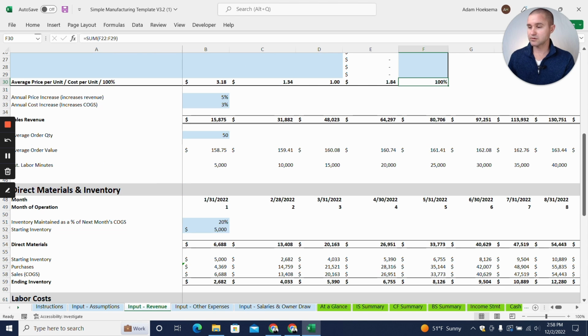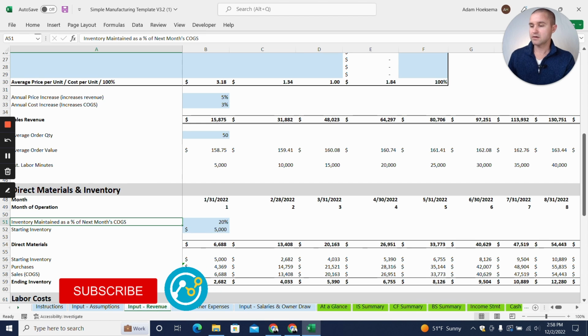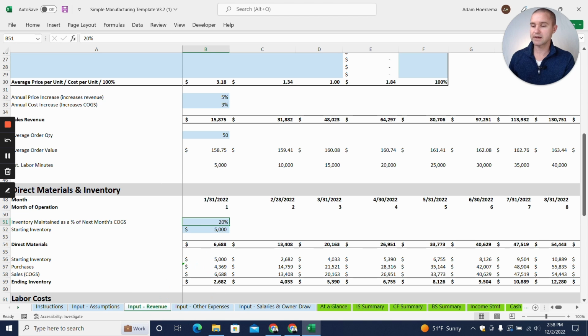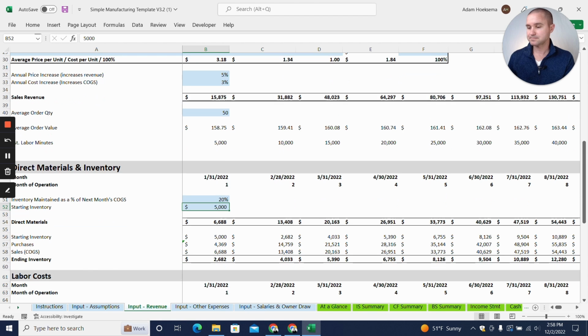You'll also be able to enter in some inventory assumptions. So the inventory maintained as a percentage of next month's cost of goods sold. So we're saying we're keeping on hand $20,000 or 20% inventory as a percentage of next month's cost of goods sold. So we have this lag of the inventory that we're holding. And then we've got a starting inventory balance of 5,000.